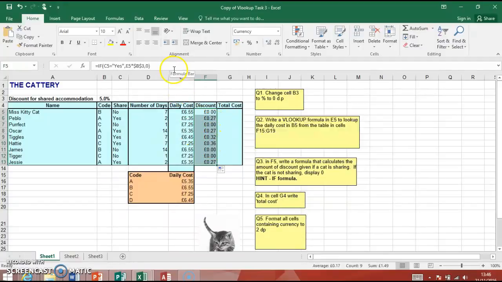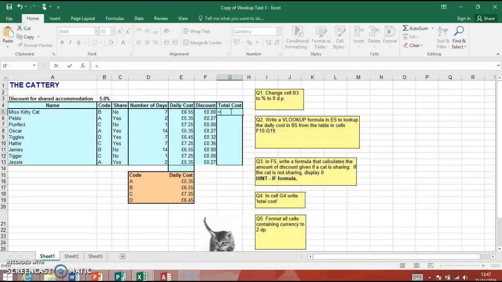So now we've got the daily cost is £6.55 minus the discount times the number of days. So in here, equals daily cost minus that first, times the number of days. So we take that away from that, then multiply it by that, and there you go. There's our price.